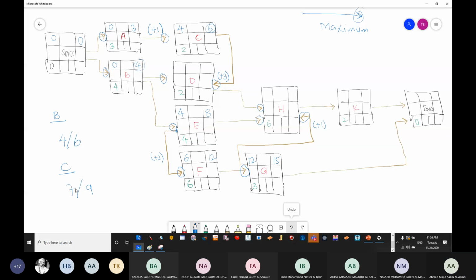Now we said we agree that while going on the forward path, we are going to take the maximum. So the maximum of the two is 7 and 9. So 7 goes here, 9 goes here.